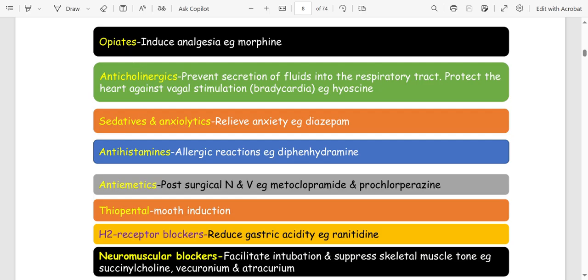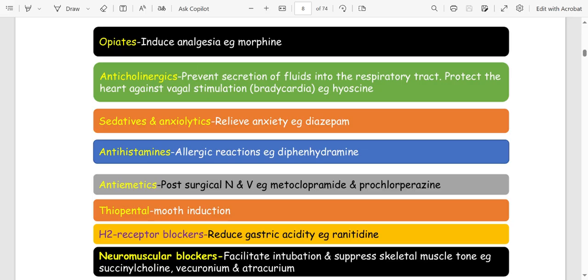And then you also give anticholinergics. Anticholinergics will prevent secretions of fluid in the respiratory tract. So it will protect the heart against the vagal stimulation or bradycardia. So when you give these anesthetics, you can end up depressing also the heart. So it becomes bradycardic. Now the cholinergic nervous system, that's the parasympathetic, it slows the heart rate also. So if you give an anticholinergic, it is trying to raise the heart rate. So it will protect against the bradycardia. An example you can give is hyoscine, the same one that you use in motion sickness, okay?